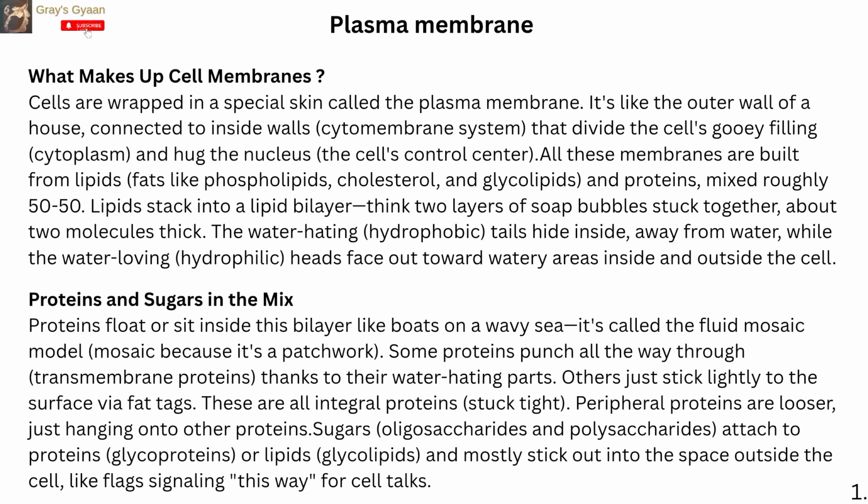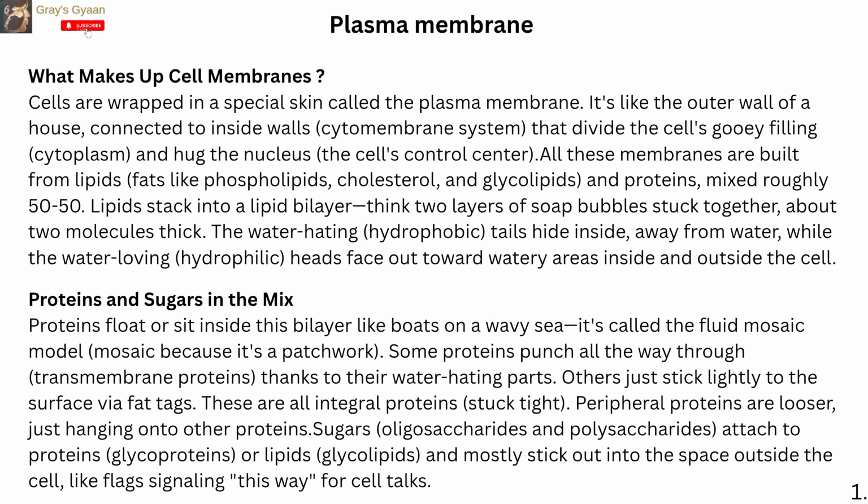It's like the outer wall of a house, connected to inside walls, the cytomembrane system, that divide the cell's gooey filling, cytoplasm, and hug the nucleus, the cell's control center. All these membranes are built from lipids, fats like phospholipids, cholesterol, and glycolipids, and proteins, mixed roughly 50-50.